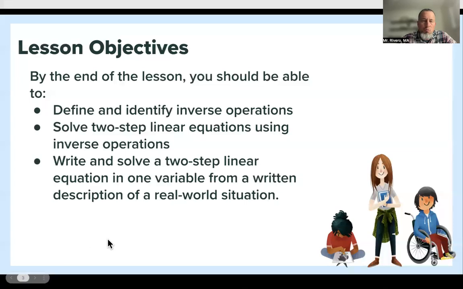By the end of this lesson, you should be able to define and identify inverse operations, solve two-step linear equations using inverse operations, and write and solve a two-step linear equation in one variable from a written description of a real-world situation. Let's look at that right now.